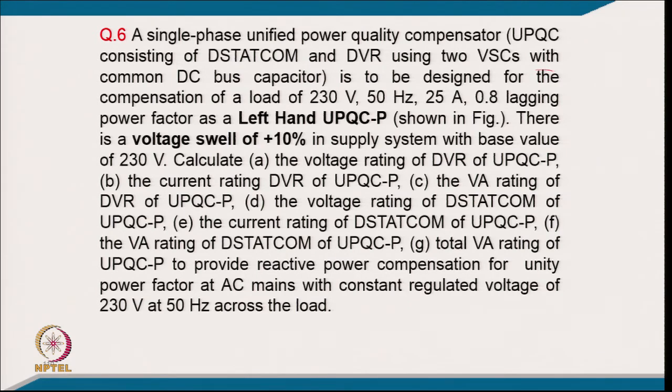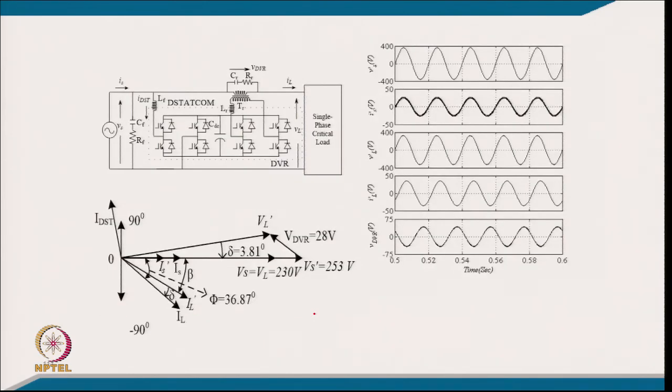So, coming to the sixth numerical example: a single phase UPQC consisting of D-STATCOM and DVR using 2 VSC with a common DC bus capacitor is to be designed for compensation of a load of 230 volt, 50 hertz, 25 ampere, 0.8 lagging power factor as a left hand UPQC, and there is a voltage swell of 10% in the supply system with the base value of 230 volt. So calculate the voltage rating of DVR, current rating of DVR, VA rating of the DVR, and voltage rating of D-STATCOM, current rating of D-STATCOM and VA rating of D-STATCOM, and the total VA rating of UPQC, to provide reactive power compensation for unity power factor AC mains with constant regulated voltage of 230 volt, 50 hertz across the load. So, you can again see that it is a left hand UPQC.